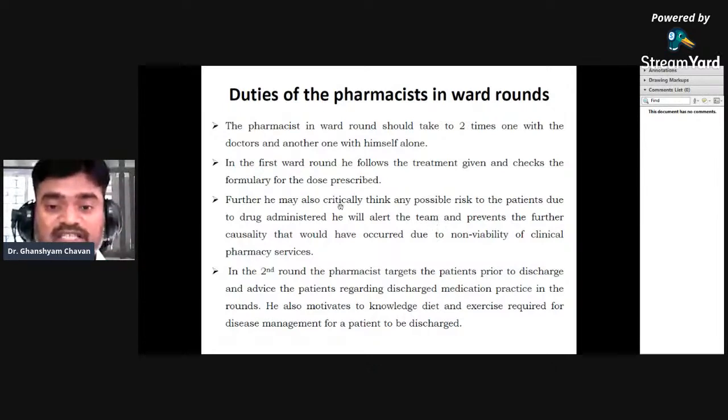The pharmacist will critically think regarding the possible effects of that drug, and if any indication or warning is there, he can alert the team. He will alert the physician that this drug may induce, for example, nosebleeds, or may increase the chances of hemorrhage or hypertension, or it will induce paralysis or medullary paralysis, or it will produce disc congestion.